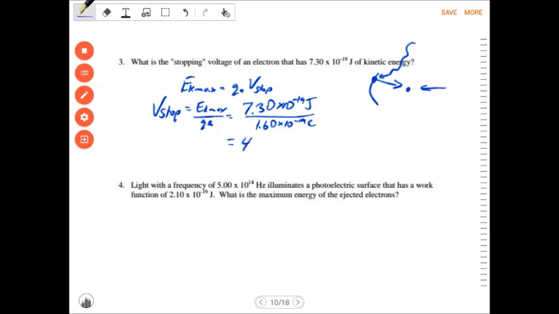Okay, so that is 4.56 volts, with 3 sig digs. So I have to supply 4.56 volts to stop those electrons from reaching the collector.